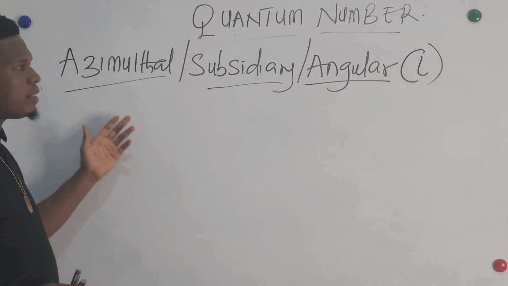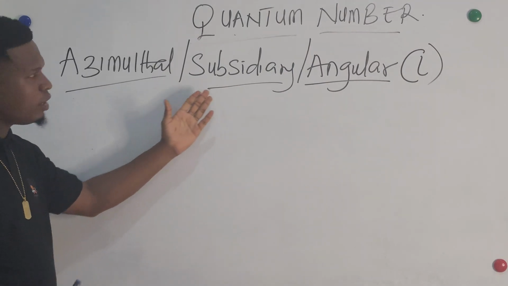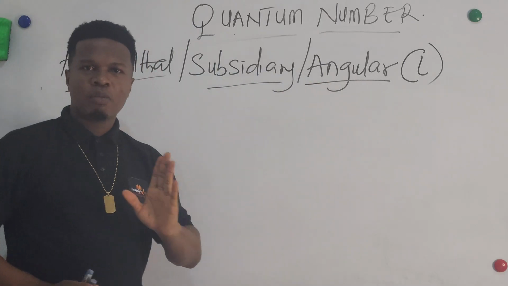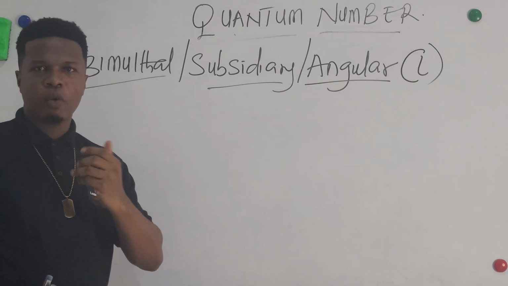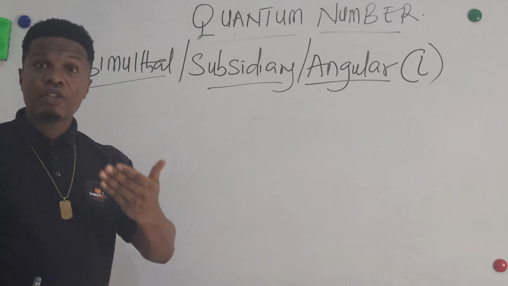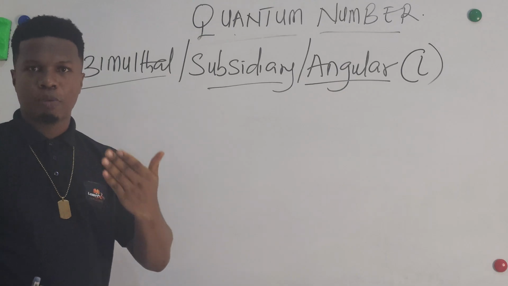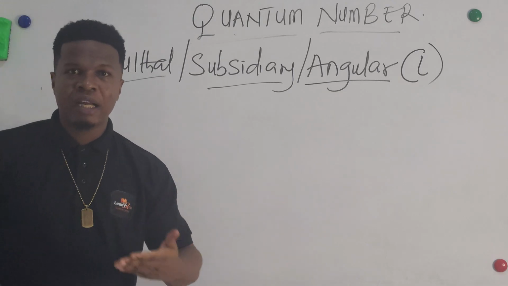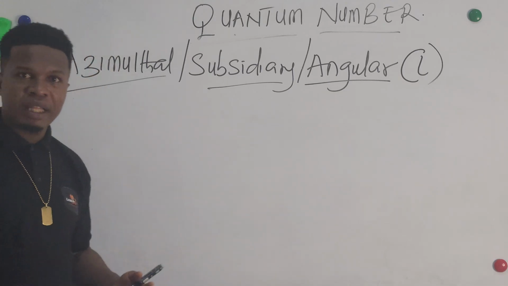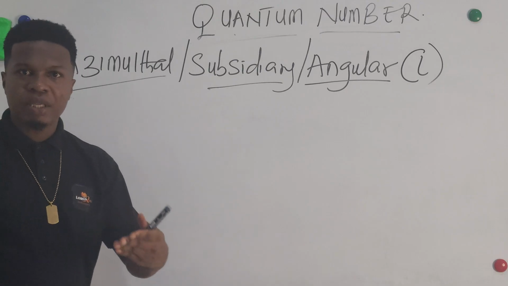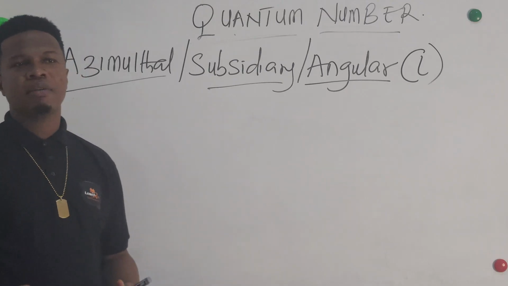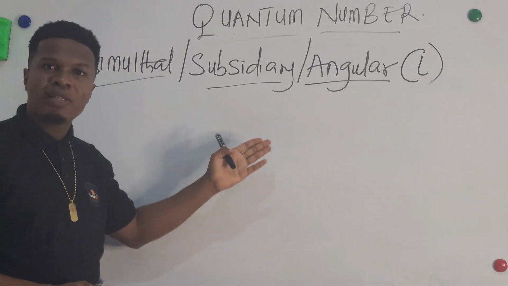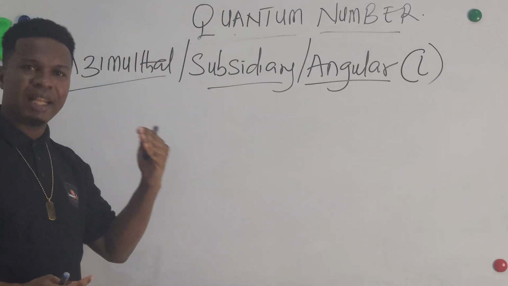The quantum number is the azimuthal, or you can call it the subsidiary, or the angular quantum number. This quantum number has just one function: it tells us the shape of the orbital, and from the shape you are able to identify the orbital. Remember that from your knowledge of orbitals, you have the s, the p, the d, and the f orbital. So this azimuthal quantum number denotes the orbital of an electron.